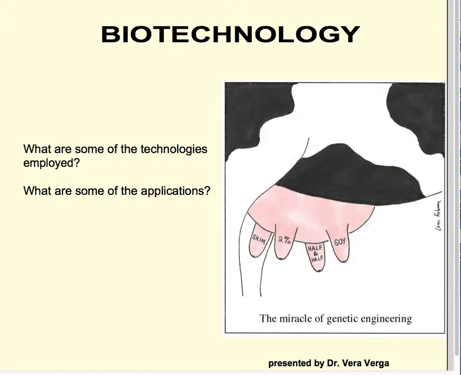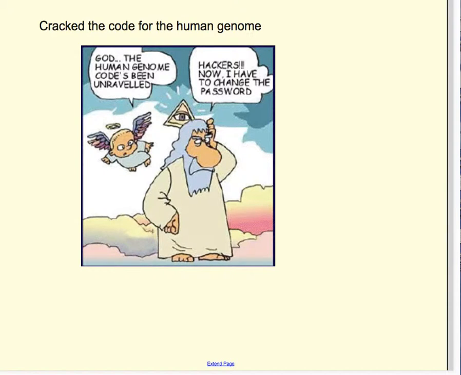So let's start off with what is biotechnology, what are some of the techniques that are employed by biotechnology, and what are some of the applications. From this picture you can see it would be a real miracle of genetic engineering if we could get one cow to produce all those different types of milk, including soy milk, which, as you should know, does not come from cows. Some of the advancements I'm going to throw out there, and then you can decide for yourself later whether these are true or false.